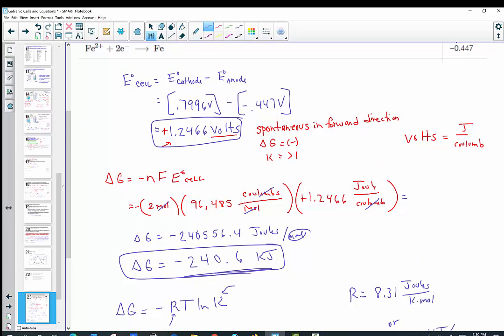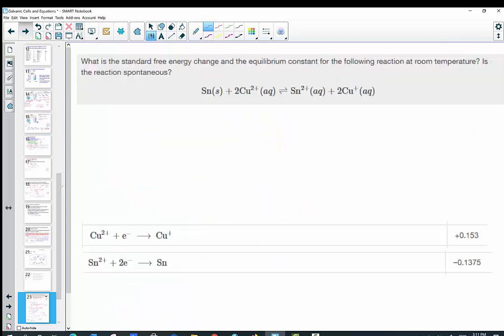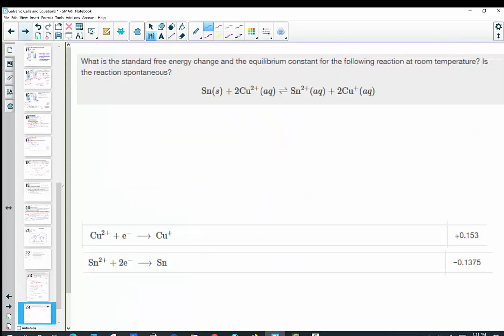Once we know the standard voltage of a battery, we can find our formulas to find out Gibbs free energy, and we can find equilibrium constant from those relationships. And that's really the big practice, trying to go from one unit to the other with your equations.